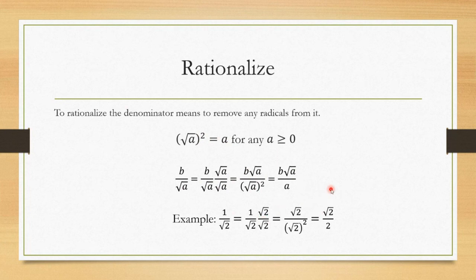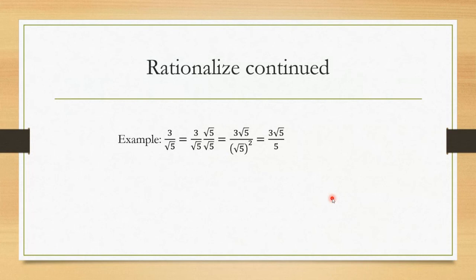And this is an example. If you have 1 over radical 2, okay, well, let's multiply and divide by radical 2. Doing so, you get 1 over radical 2 times radical 2 over itself, which is radical 2 over radical 2 squared. Using this property, we get radical 2 over 2. Okay, that's what we get. Good.